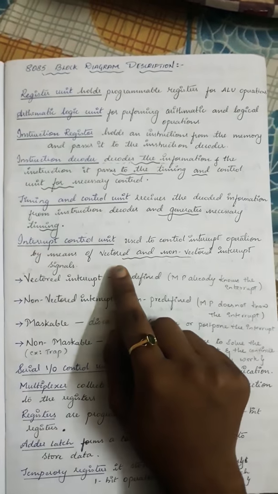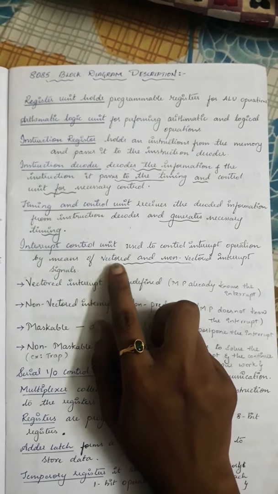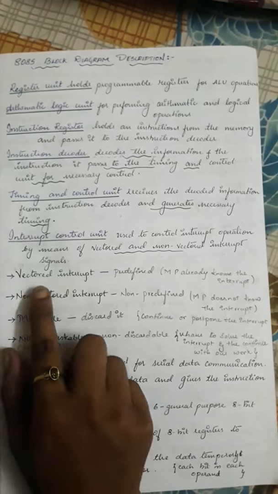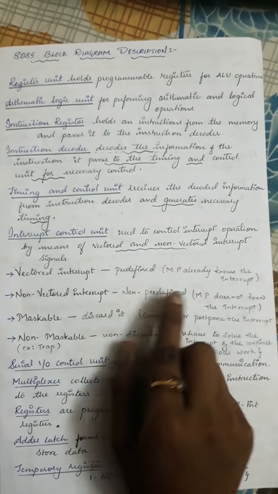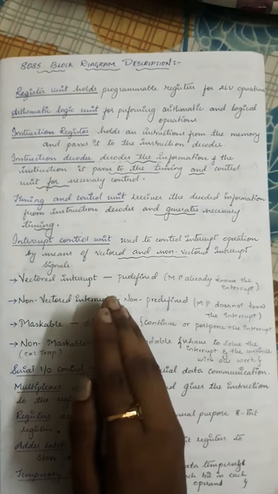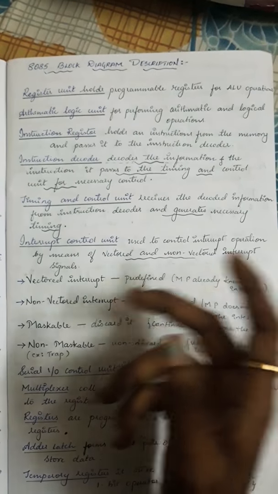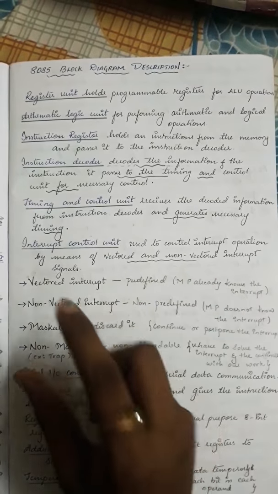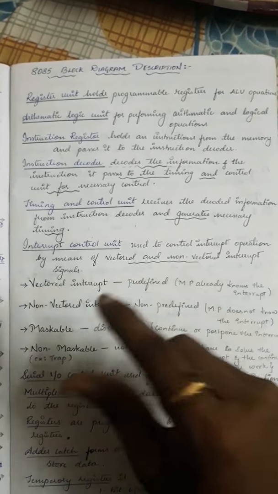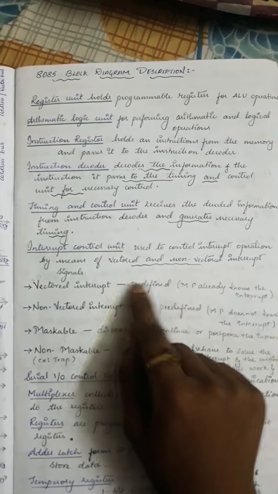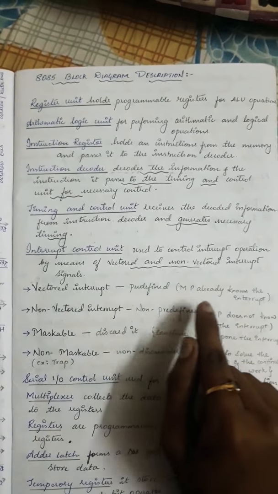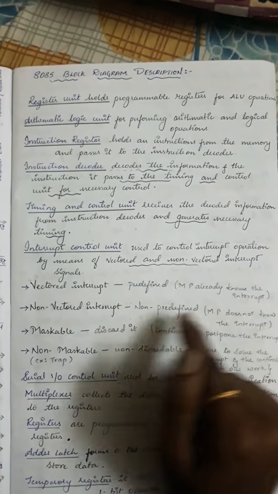Interrupt controller. There are two types of interrupt, that is vectored and non-vectored. Vectored interrupt is predefined. That means the microprocessor already knows what the interrupt would be. Example, like closing the window without saving. If you do so, it will prompt that you have to save it and then close it. At that time the microprocessor already knows what interrupt will be there.